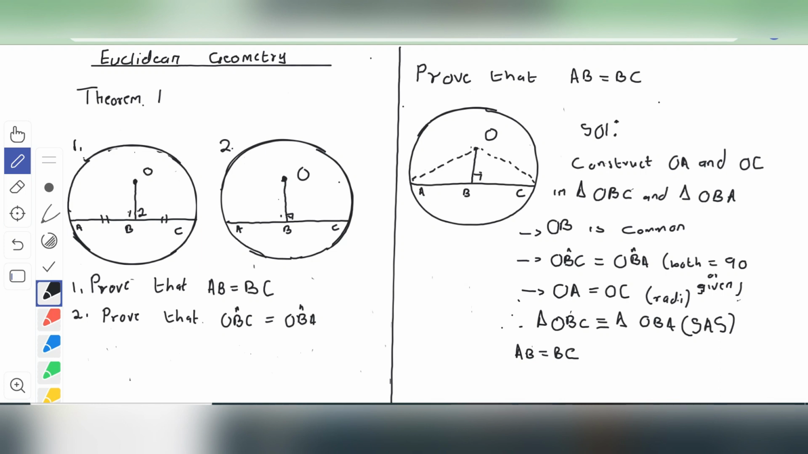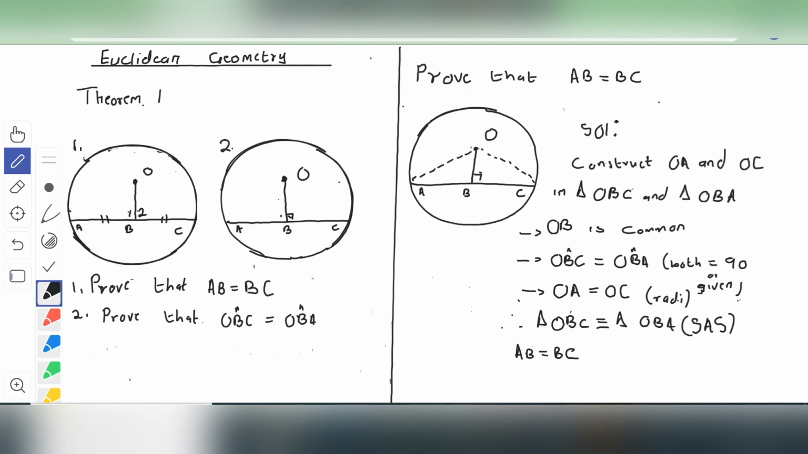Therefore, after proving it, at the end, we're not going to say AB is equals to BC because already we've used it here, but we're going to say angle OPC is equals to angle OPA because of congruency. So we are done with theorem 1 and the proof of it. But lastly, guys, about theorem 1, I want us to check this. Let's not forget this thing.